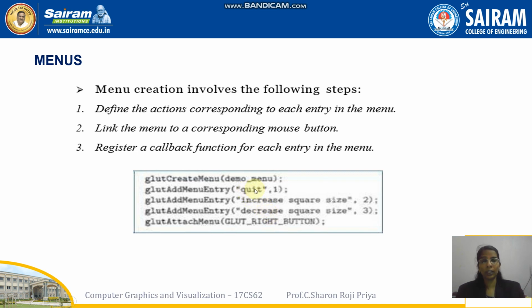The first entry I have taken as quit, and the second one increase square size, and this is the corresponding identifier. And next is decrease square size and the corresponding identifier. And all these menu entries I am attaching to the right mouse button. Next, the third step is to register a callback function. Now I have to register a callback function.